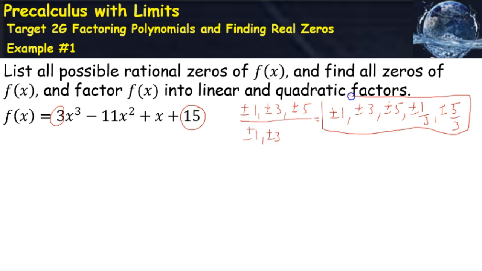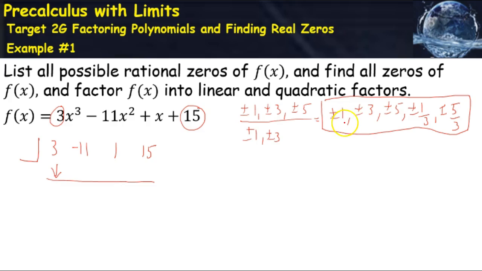Now we have to find the actual zeros. To do that, we're going to use synthetic division. This is x to the third, x to the second, x to the first, and no x, so I don't need any placeholders. So I have 3, negative 11, 1, and then 15. Since this is a third degree, my goal is to find just one zero. If I find one zero, that'll turn it into a second degree, and I can factor to find the rest.